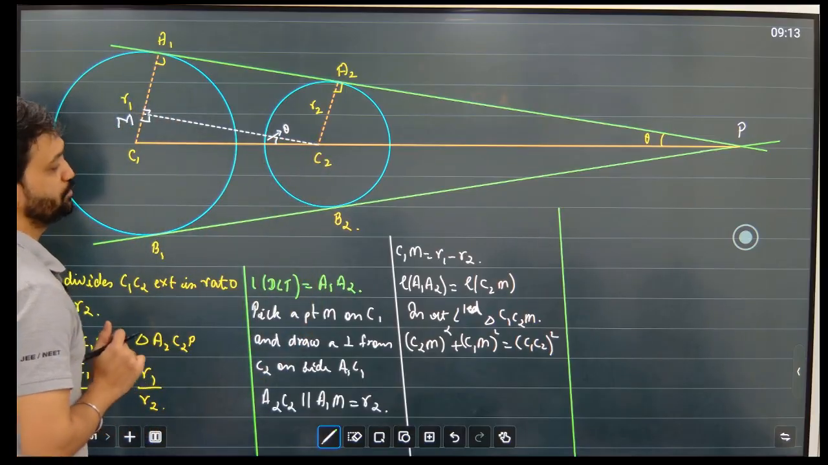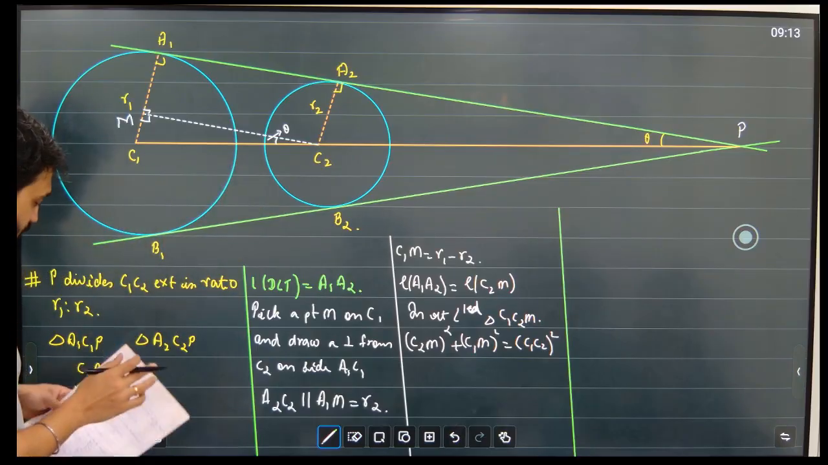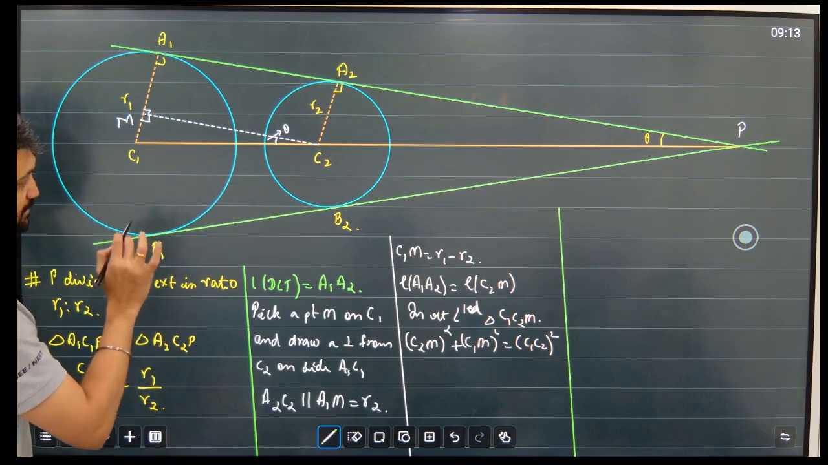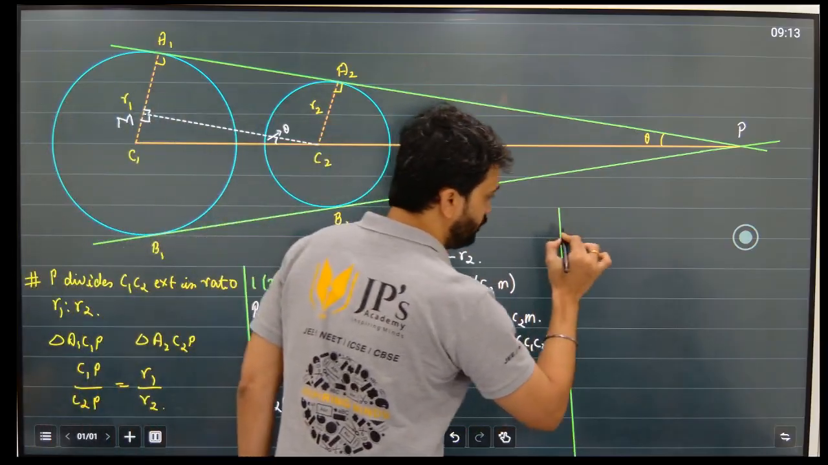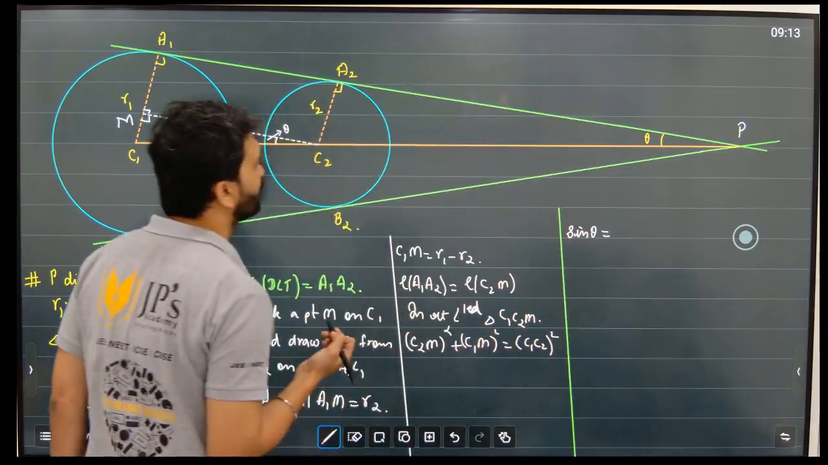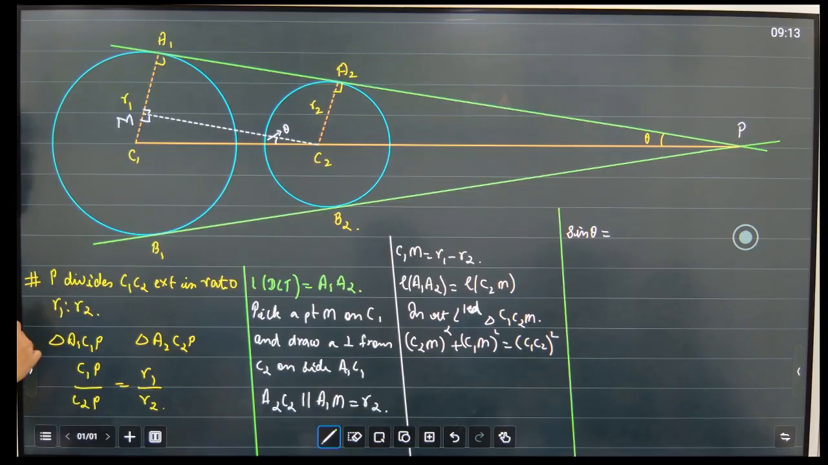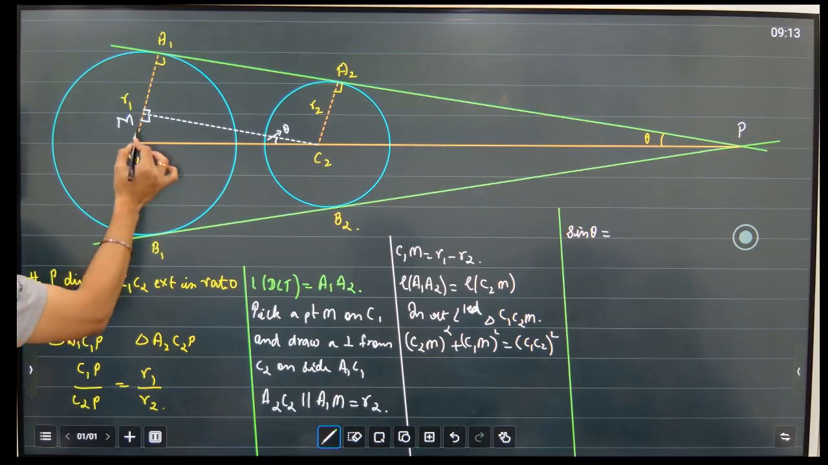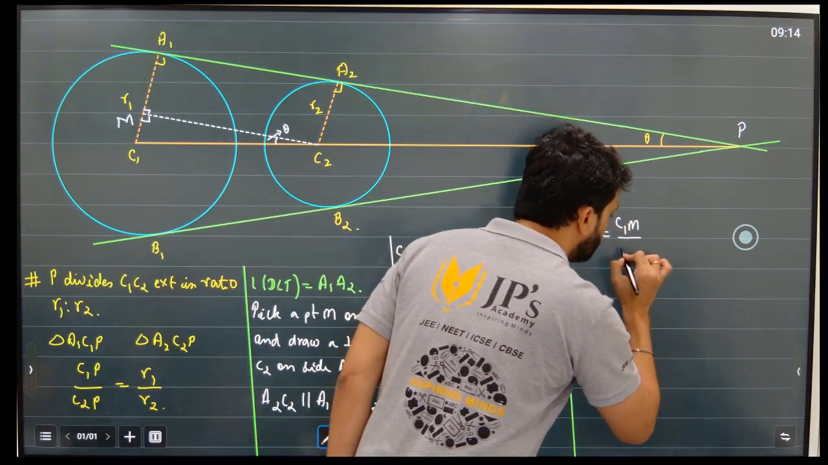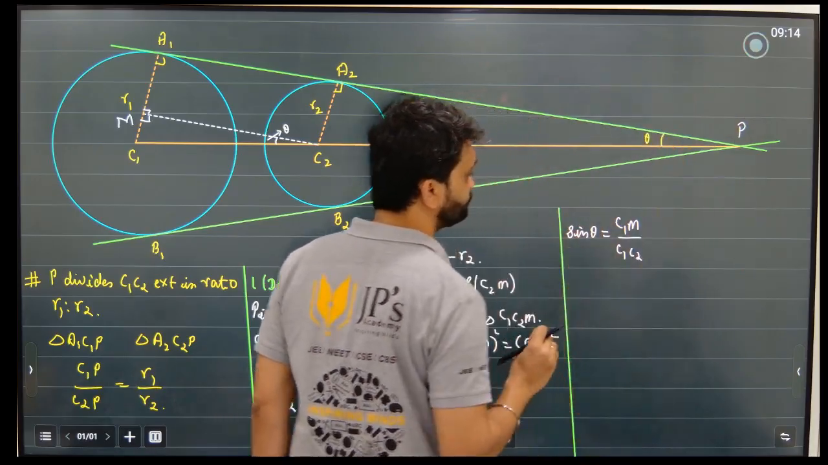सो माय फर्स्ट क्वेश्चन इज, इफ आई टेक दिस एज थीटा, ओके, ध्यान से सुनो. If I take this as theta, can you tell me what is sin theta का value? Sin theta is opposite upon hypotenuse. Guys, what is opposite? MC1. Very good. C1M. What is hypotenuse? C1 C2. Okay, very good.